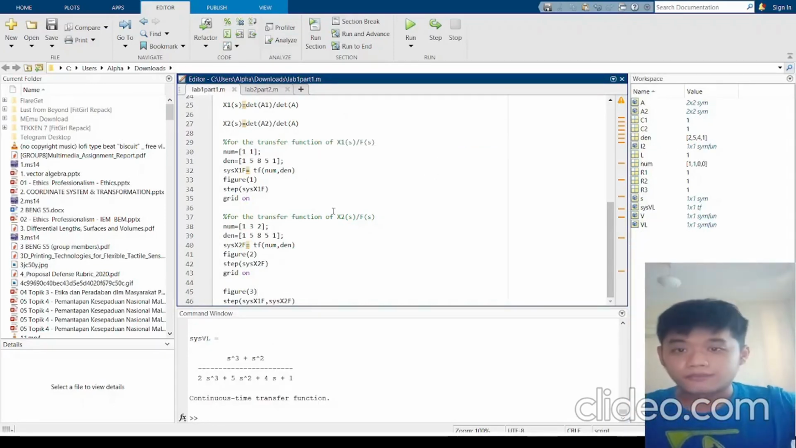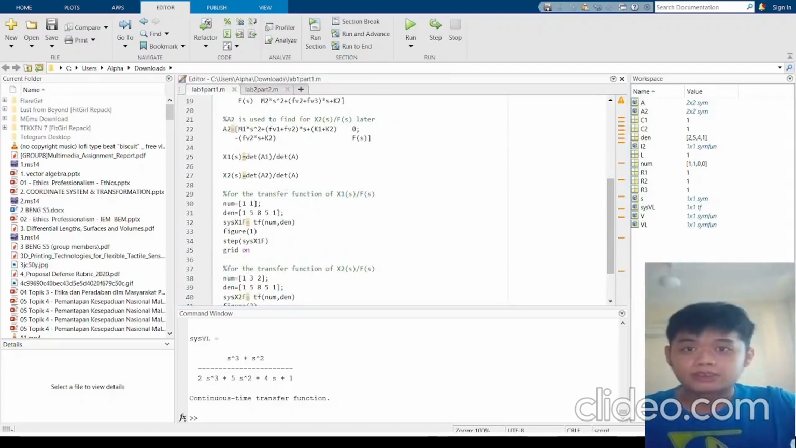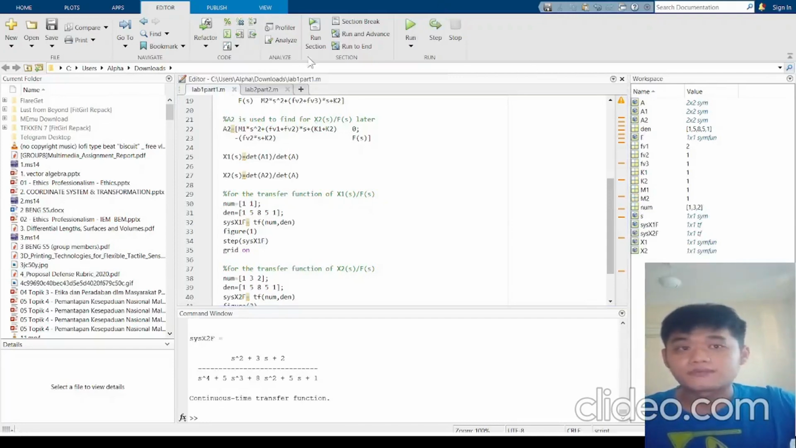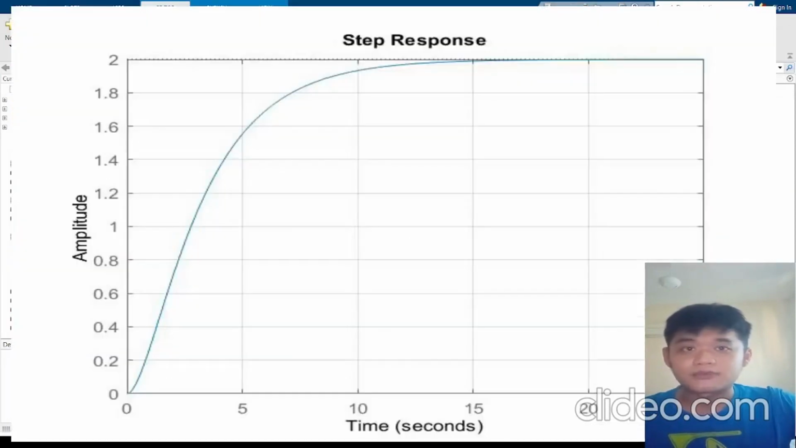Now for the first transfer function, which we can see here for the x1, here is the output graph, as we can see here. And then we're going to rerun everything again, just to make sure everything is smooth and also correct as the way we want it. For the first one, it's going to be this normal thing for the figure 1. And then for the figure 2, we're going to have this thing again, which is for the x2.